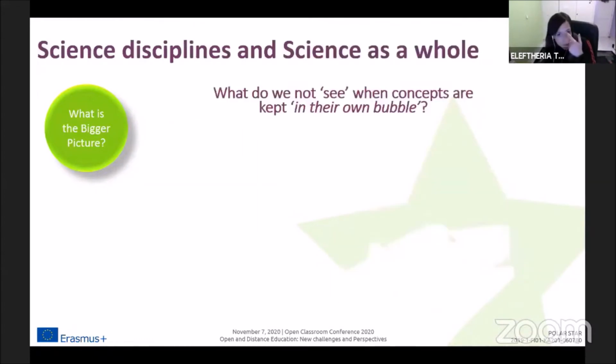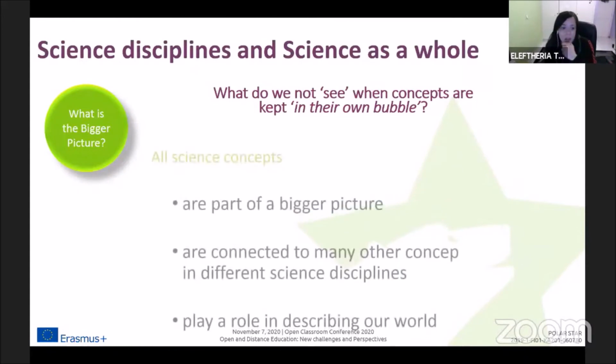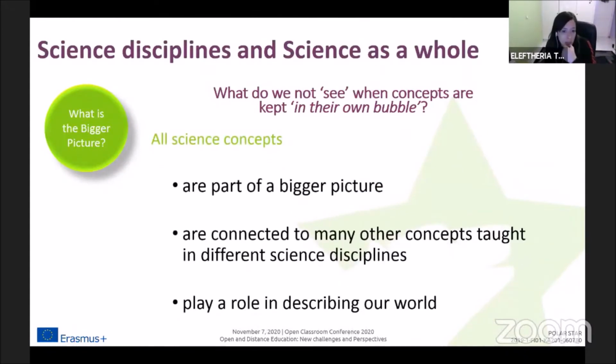And why do we want to do that? What do we not see when concepts are kept in their own bubble? Well, obviously you miss part of the bigger picture. You don't really see the bigger picture. You miss the connections that each concept could have to other concepts that are studied in other science disciplines. And you don't really see the actual role they play in the world.